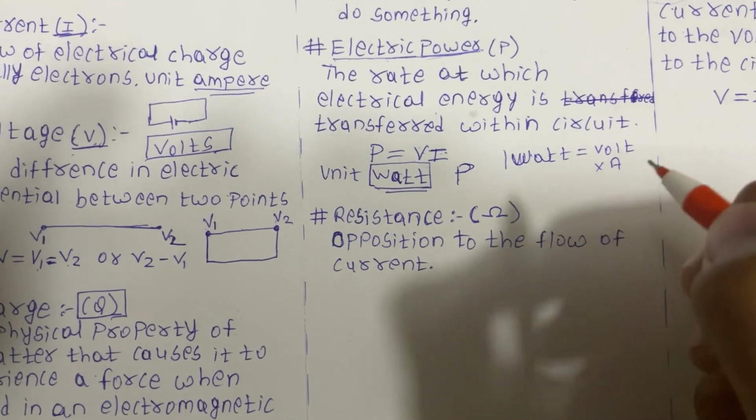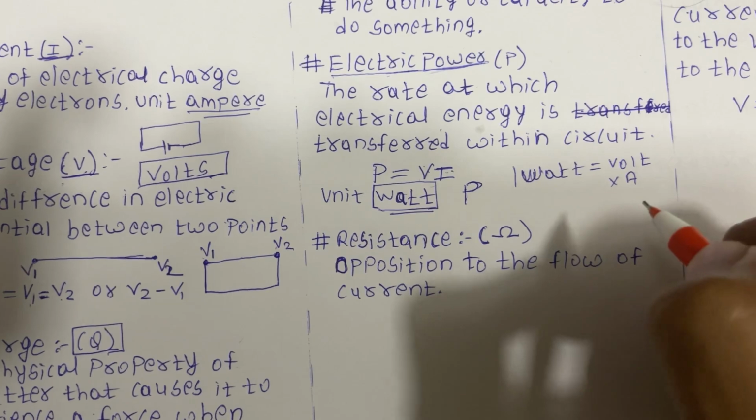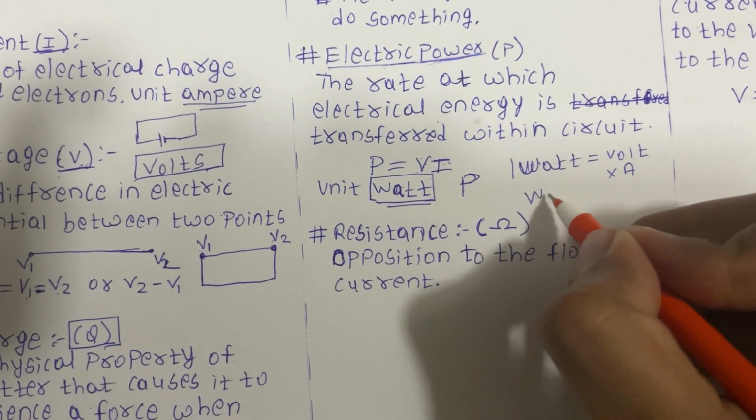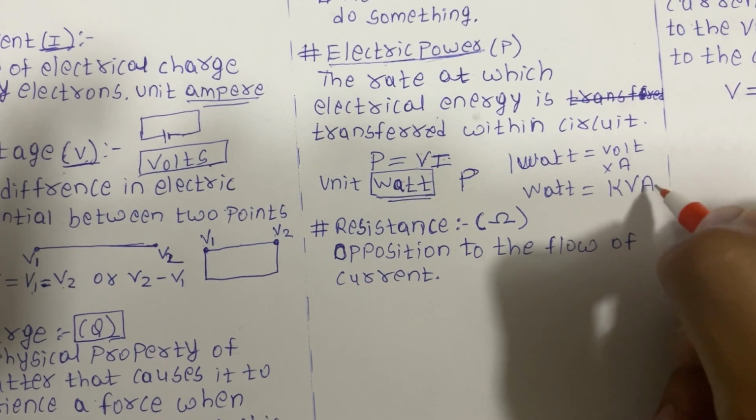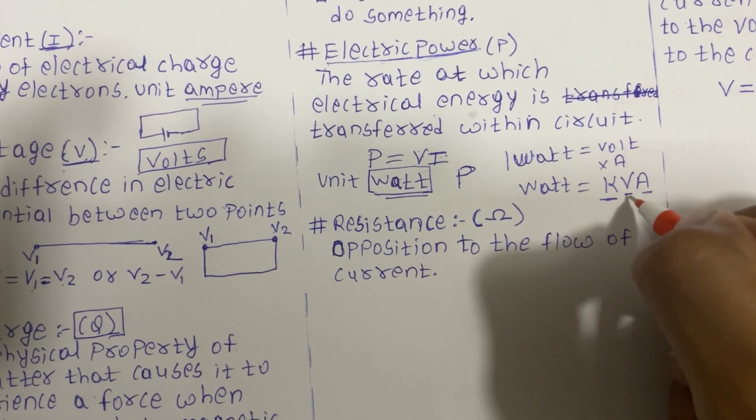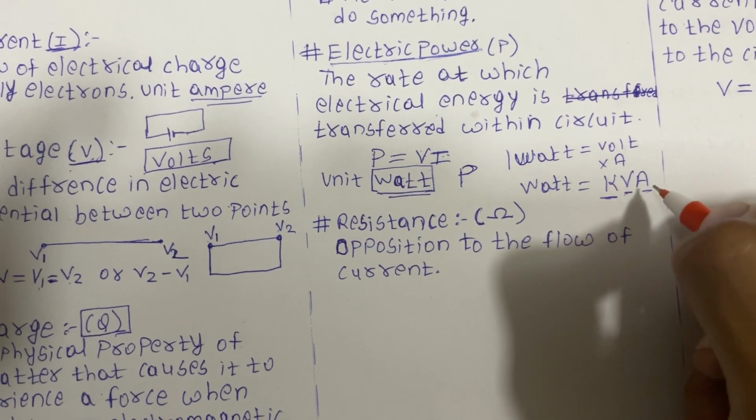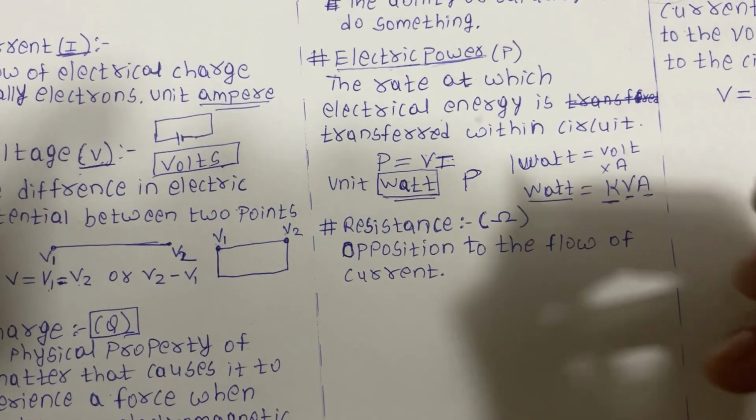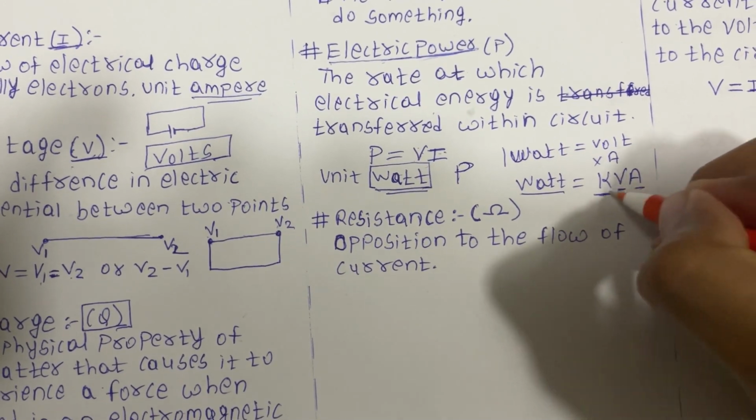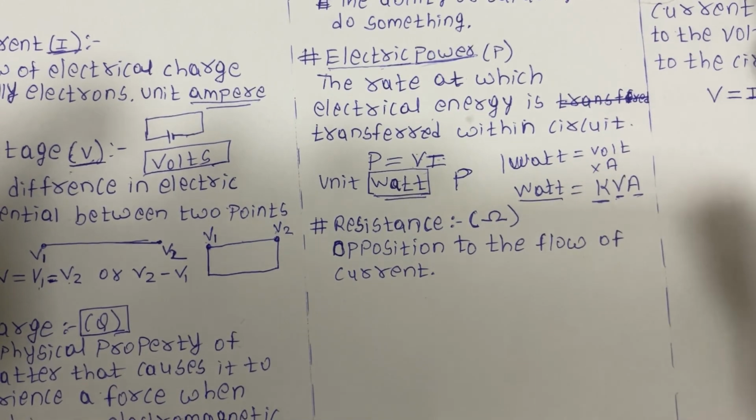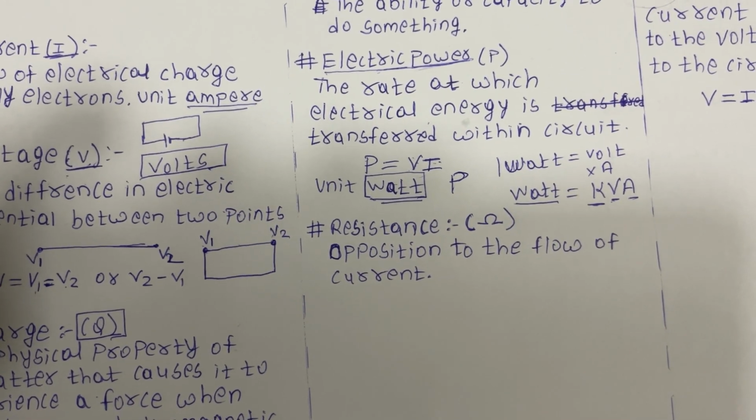That's why, when you see a transformer, the ratings are not given in watt. It is given in kVA, that is kilovolt ampere. So it is given in volt ampere rather than in watt. There is a reason behind giving the rating of a transformer in kVA. I will explain that in a further lecture.